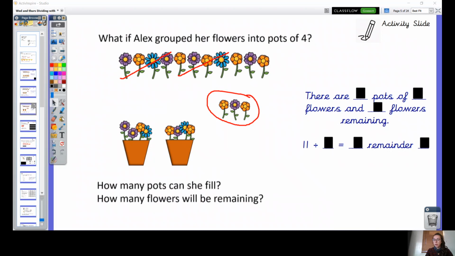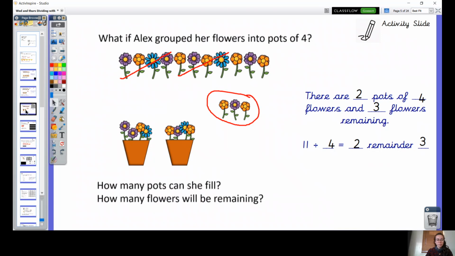So let's look at your sentences now. You should have, there are 2 pots of 4 flowers and 3 flowers remaining. Tick that if you got it right. And then you should have 11 divided into 4s is 2, remainder 3.